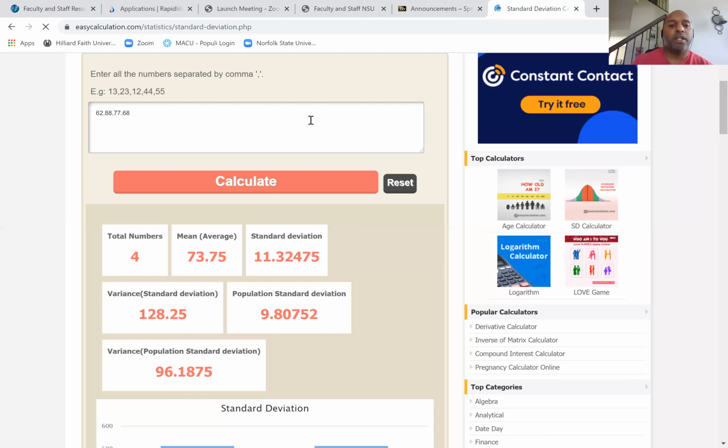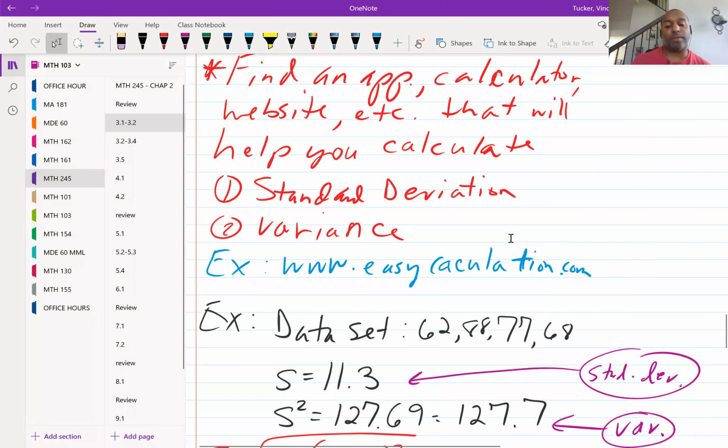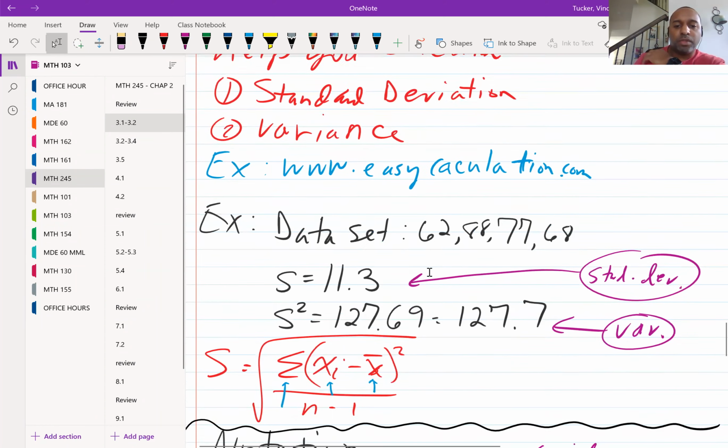All right. Questions on that? Questions on using this website? Questions on what I'm asking of you as far as standard deviation and variance are concerned? Once again, you don't have to know the formula or use the formula. I'm not holding you responsible for it, but I am holding you responsible for having something reliable that will calculate it for you. Yeah, it's okay to use.